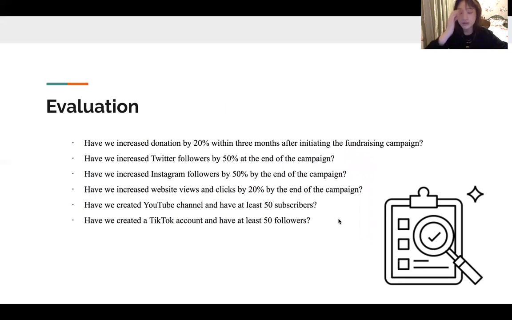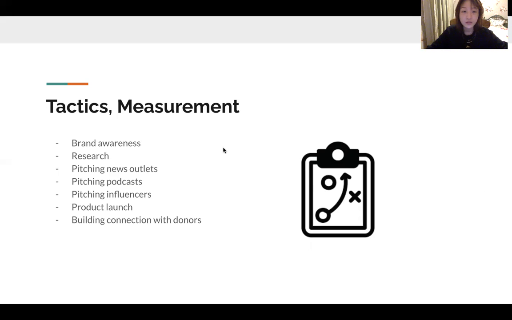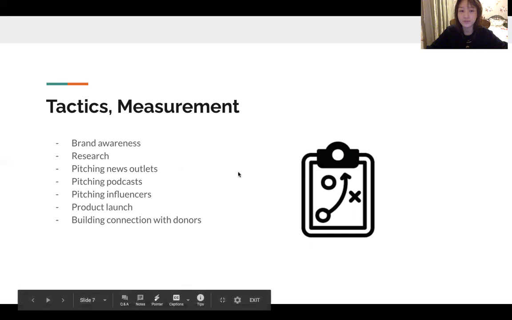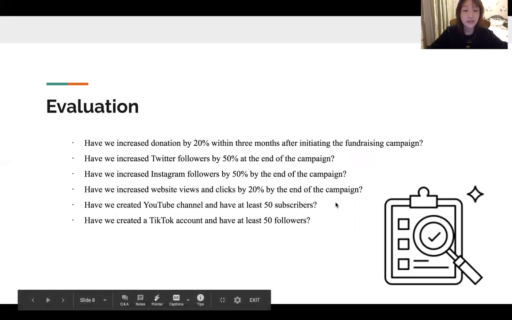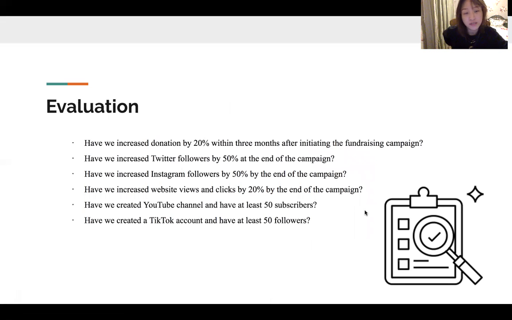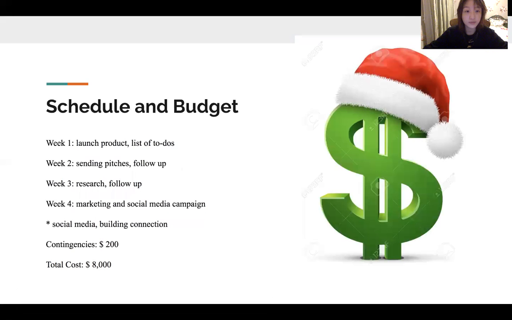And evaluation. The measurement is closely related to tactics. So basically, from these aspects, we will be measuring through these aspects. And the evaluation is closely related to objectives. We will basically see if we have raised enough money, as we mentioned, and getting enough followers and clicks, as we mentioned in objectives.